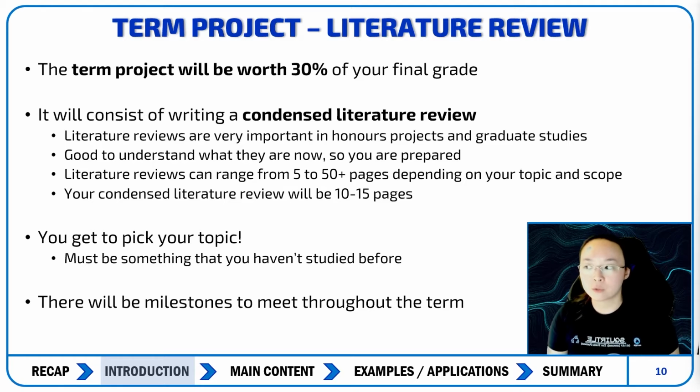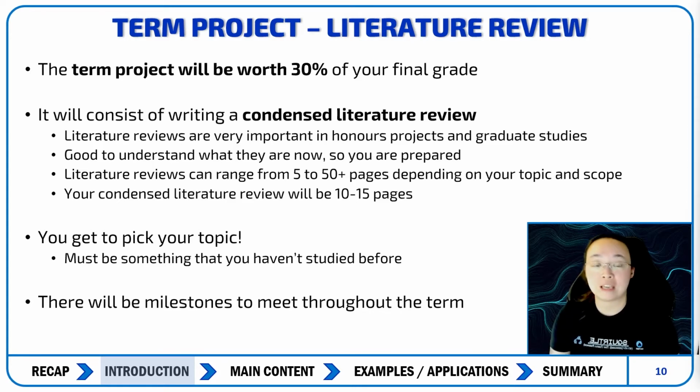So these literature reviews are really important when you're doing honors projects in your fourth year, for example, as well as graduate studies. It's good to understand what they are now so that you're prepared when you have to do them in the future. Literature reviews usually range from 5 to 50 plus pages, depending on the topic you've chosen and the scope of your project.